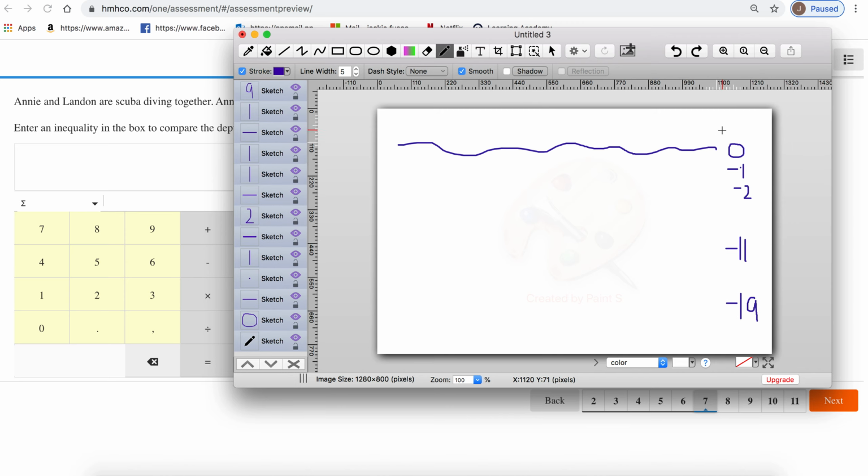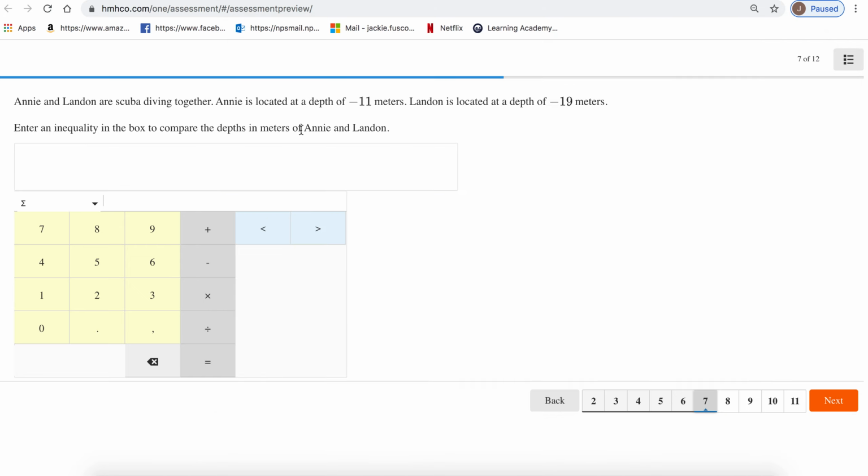Okay, so think of this as a number line. What number is smaller, or further away from 0? That's the -19. So write an inequality to compare Annie. Annie is at -11. That number is greater than, right? It's the bigger number, greater than -19. That would just be my answer. So an inequality wants a less than or greater than sentence. Okay?